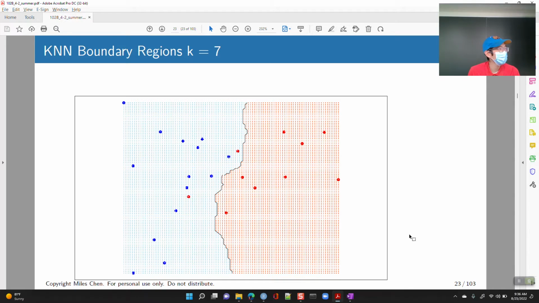As far as the bias variance goes, a small k, like k equal 1, will be high variance, lower bias. And as k gets bigger and bigger, you decrease the variance and increase the bias.